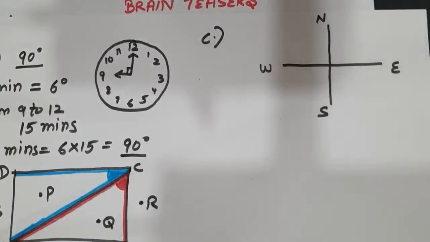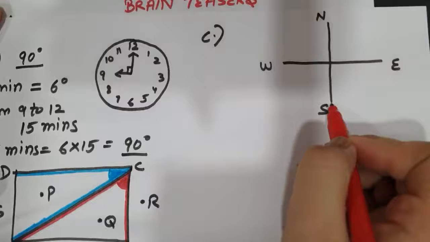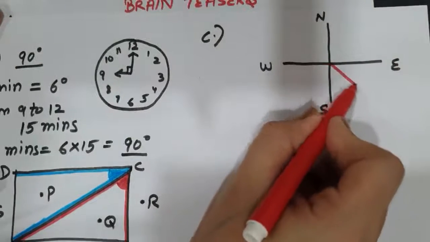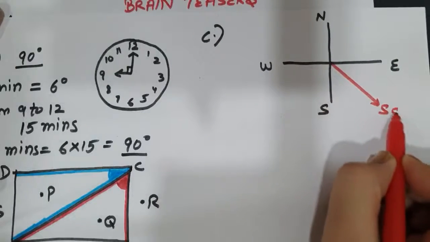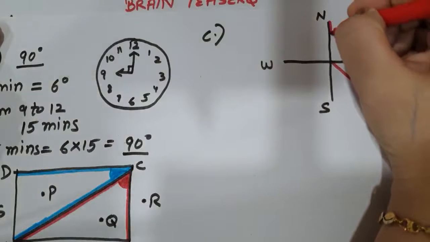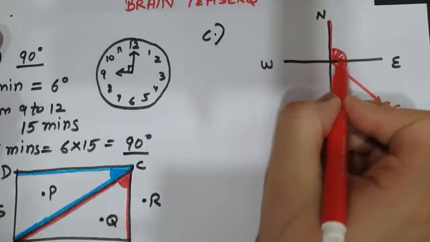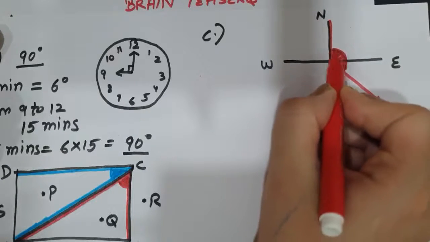Now moving on to the C part, state the kind of angle between the directions southeast and north. So let us draw one line in between southeast. This is southeast and the line will be in between. We need to name the angle which is between southeast and north. So let me highlight the north also. We are talking about the angle between these two lines. I am highlighting it in red color.